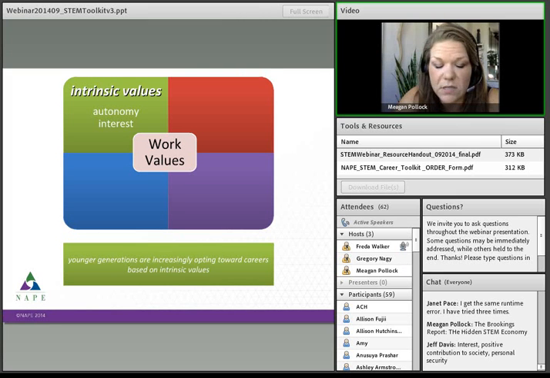The research is showing that younger generations are increasingly opting towards careers based on intrinsic values, as they're seeing a decrease in 2 of these other values that we're going to talk about.